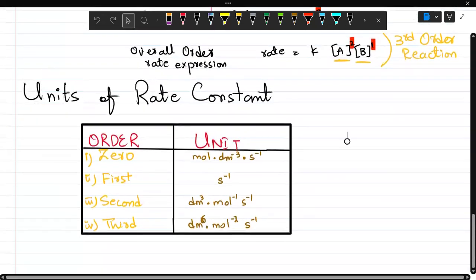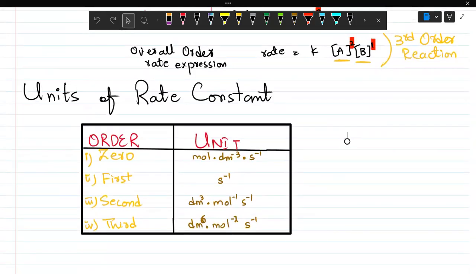We discussed the units of rate constant, like we discussed the order of reaction for zero, first, second, and third order reactions. I told you that we will be calculating the units for the rate constant when we do the numericals. Is it clear, beta? Yes, sir.